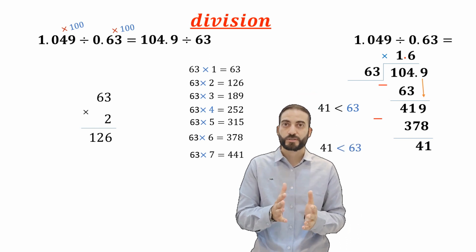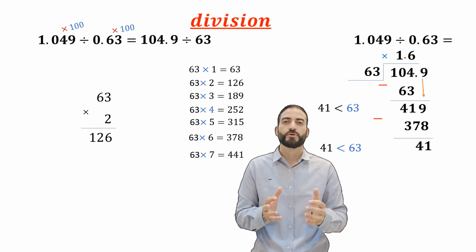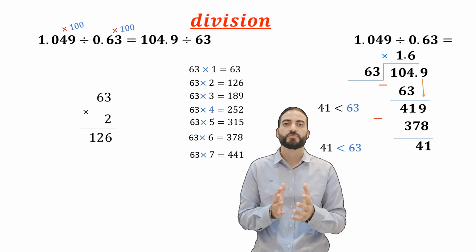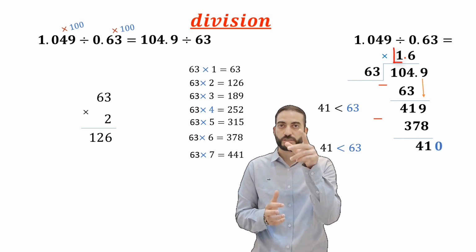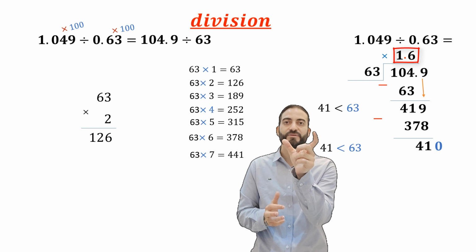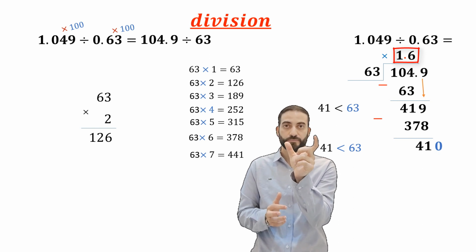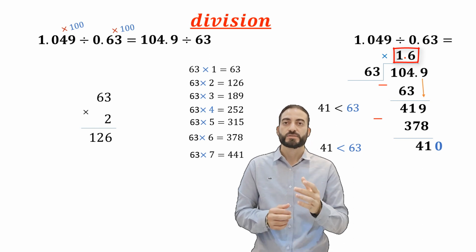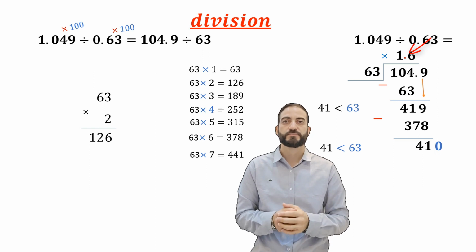Now we do subtraction. 419 minus 378 equals 41. Because 41 is smaller than 63, so we cannot complete the process with 41. But we can always put 0 here. But when we put 0, the quotient must be a decimal number, meaning that it contains a point. If there is no point, we must put a point in the appropriate place. As we notice here, there is a point. Now we complete the process.